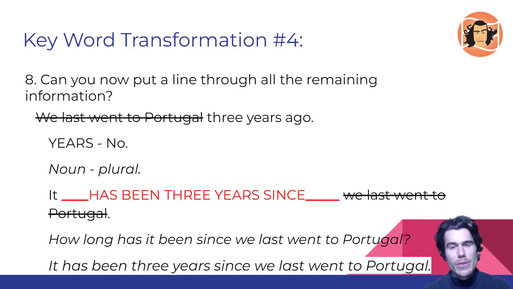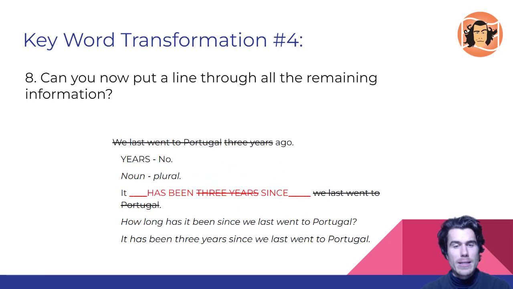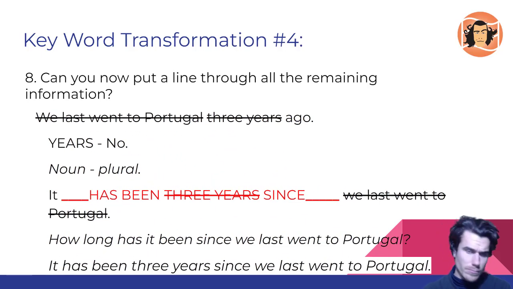Step 8, can I put a line through all the remaining information? And again, you can pause and see if you've got duplicate information, maybe the words that you've filled into the gap, and put a line through them if they are now the same as the words above, or if they have the same meaning as the words above in the example sentence. So when I do that, I can cross out the 3 years. The only words I have left are ago, but we're saying it's 3 years since I went, so that's the same as saying ago. And here we're using has been rather than went. So there's a small difference there.